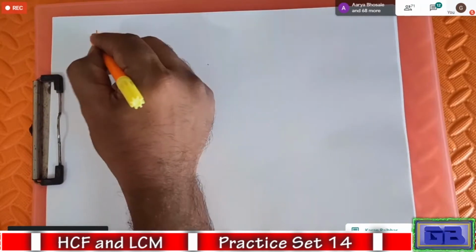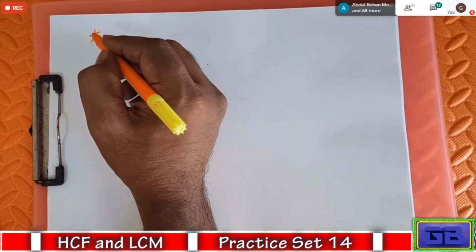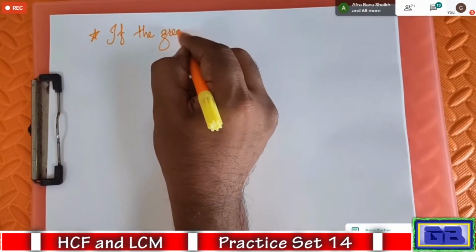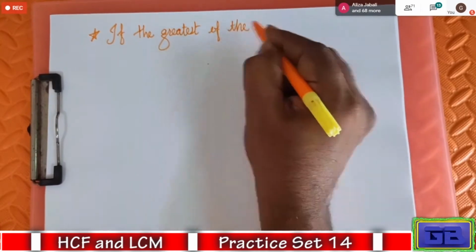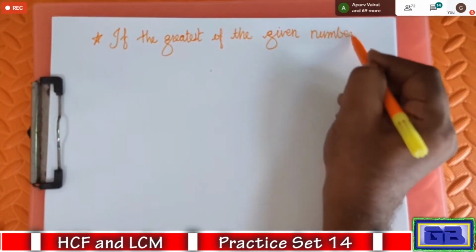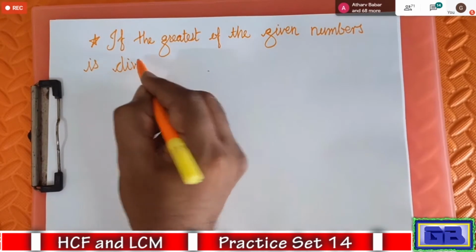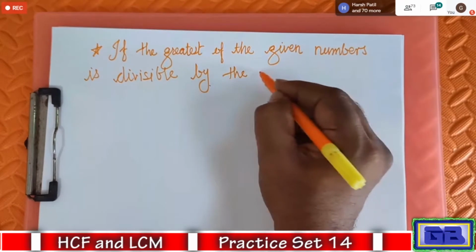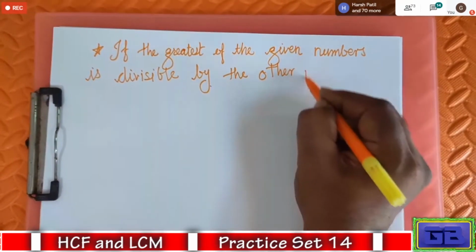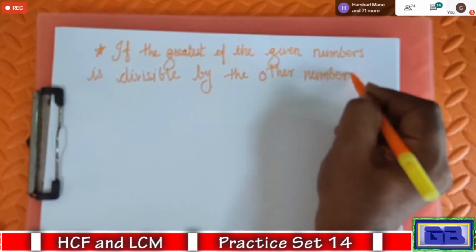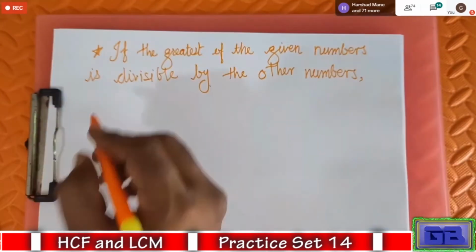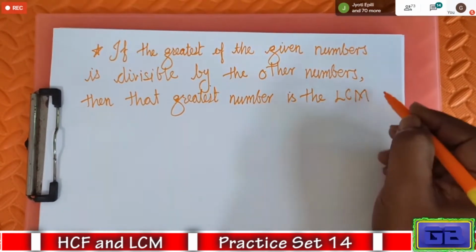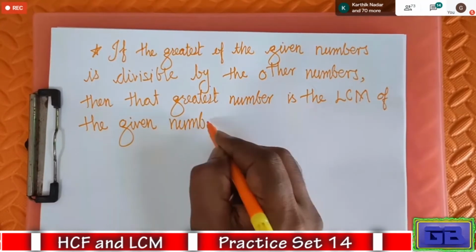Put a star for this point. If the greatest of the given numbers is divisible by the other numbers, then that greatest number is the LCM of the given numbers.